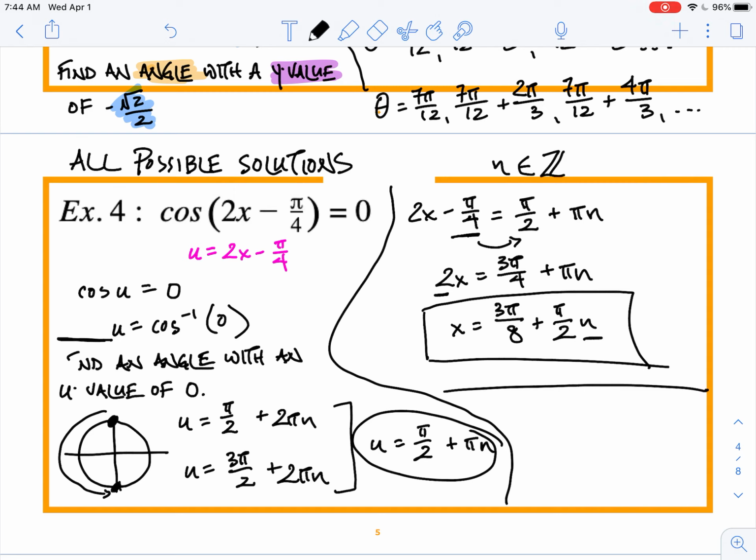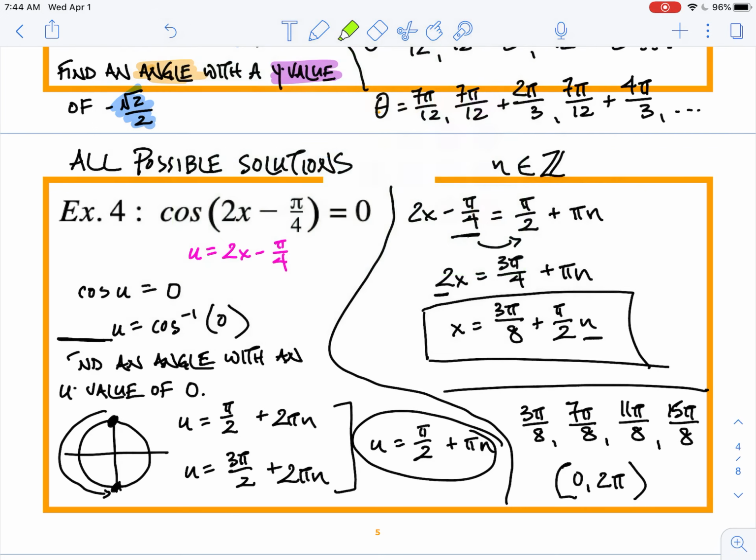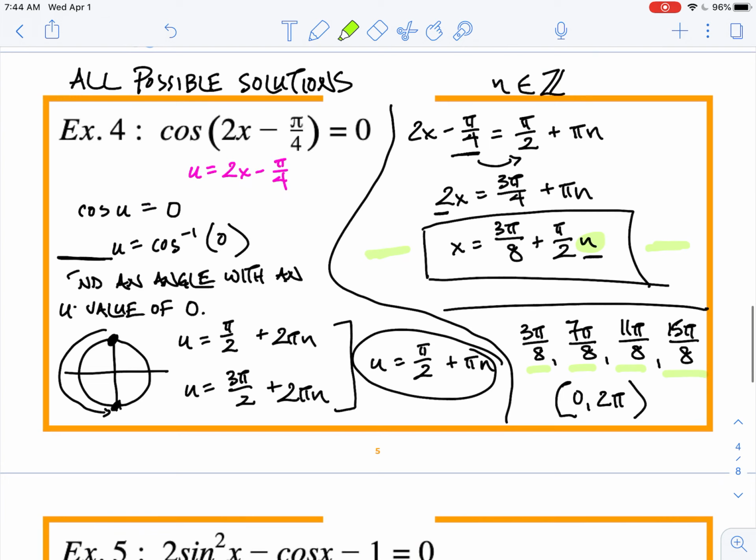If you wanted to list out the ones from 0 to 2 pi, I believe you'd get 3 pi over 8. You would get 7 pi over 8. You would get 11 pi over 8. And I believe you'd get 15 pi over 8. And that would be your solutions just one time around the unit circle. It's not a bad thing to practice plugging in numbers for n to try and get these different answers down here. But if you want all possible solutions, you can stop right here.